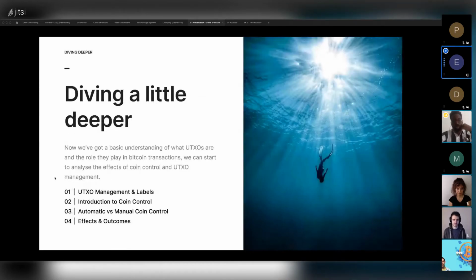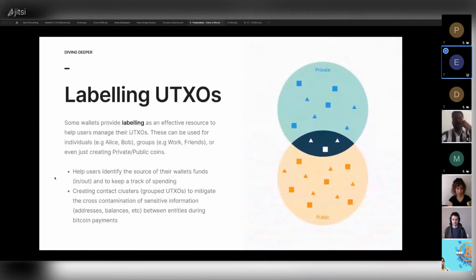The second section of the presentation is, as it says, diving a little bit deeper into UTXO management and coin control, or coin selection, going through the various aspects of how wallets implement this within their applications, and then the effects and outcomes of how they implement them. So the first thing I briefly touch on is UTXO management.